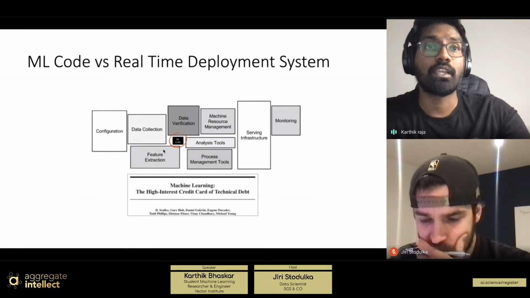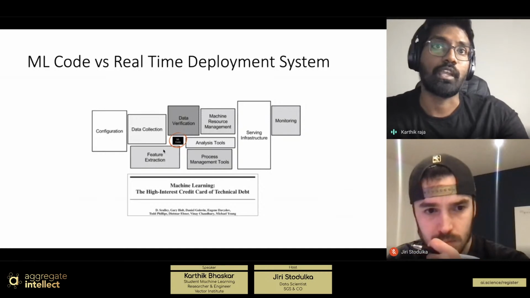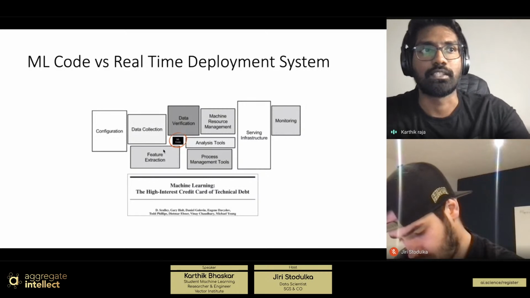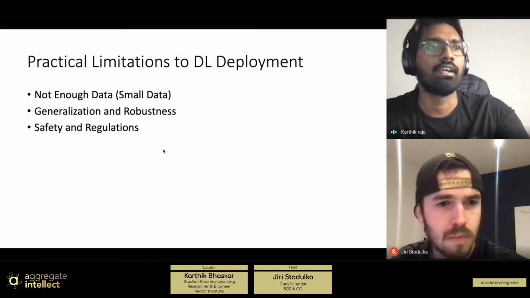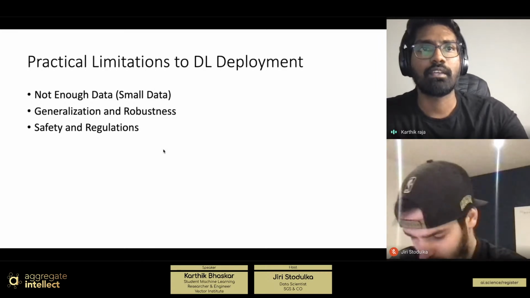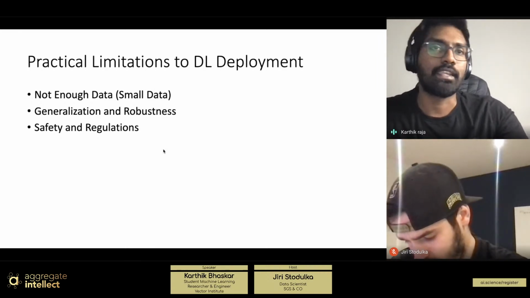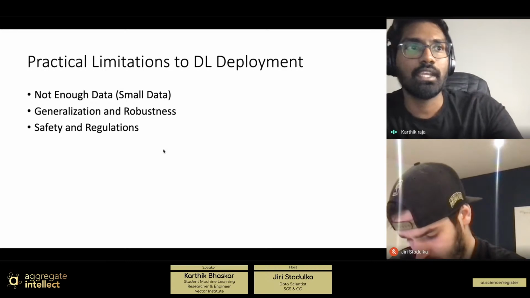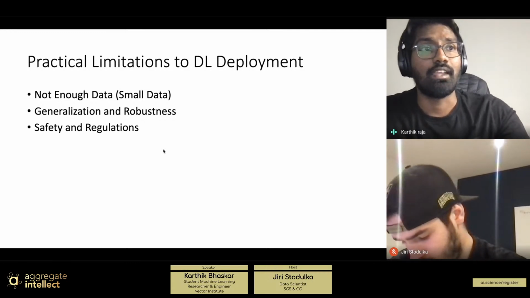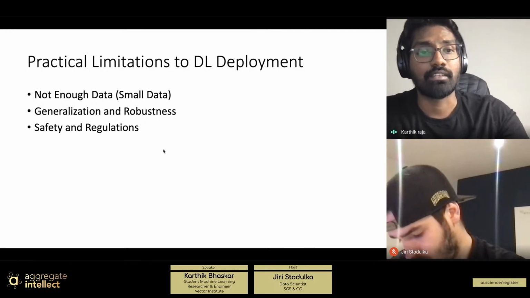So we need to think about all these before deploying our model. In my opinion, this is the main gap in deep learning today. These are some of the practical limitations to deep learning deployment, according to Andrew Ng when he gave a speech at NeurIPS 2020. The first one is small data, not having enough data, the second is generalization and robustness, and the third one is safety and regulations.